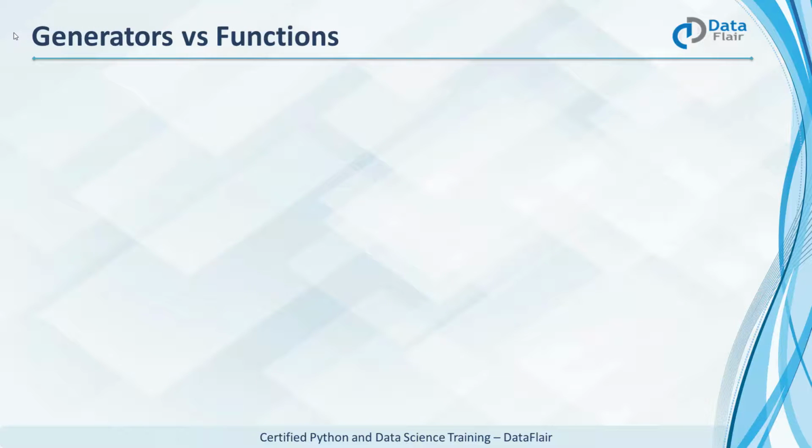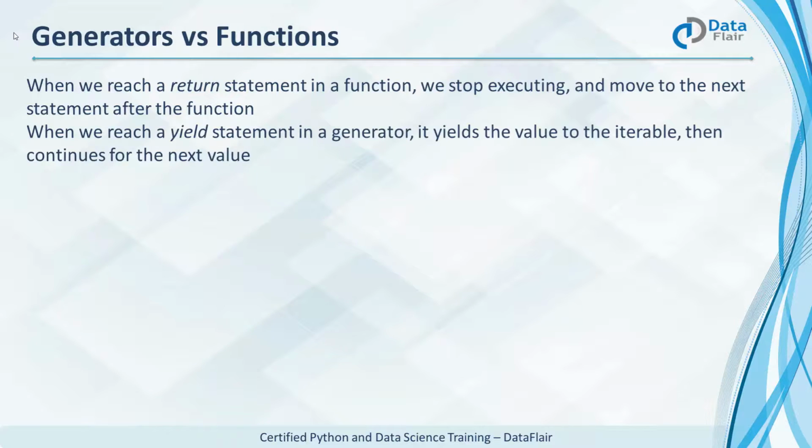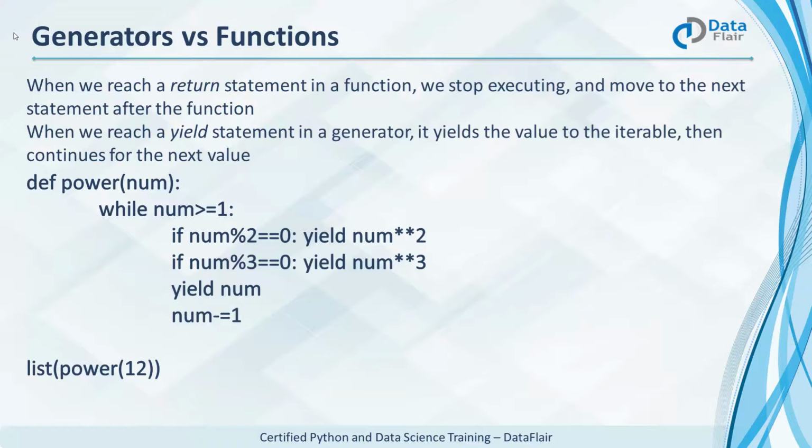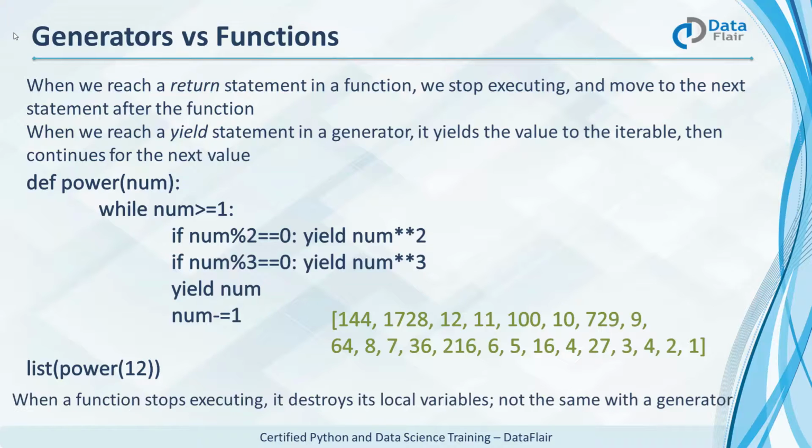And now, let's compare generators to functions. In a function, when it reaches return, it breaks out of the function straight to the next statement after it. But when it reaches yield in a generator, it yields a value to the iterable and then continues for the next value. This is code from a previous example, except it yields num anyway and does not have an else with it or an elif with divisibility by 3. Also, when a function is done executing, it destroys its local variables, but a generator doesn't do that.